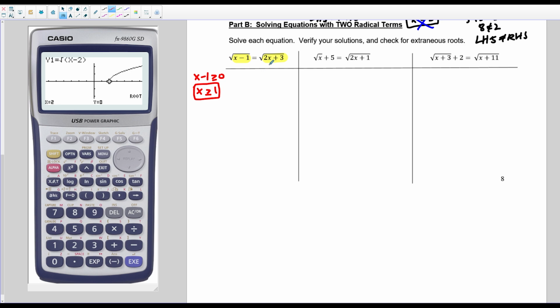And then from the second radical, we have 2x plus 3 has to be greater than or equal to 0. Let's subtract 3 from both sides. And then we're going to divide both sides by 2. So x has to be greater than or equal to negative 3 over 2. So now we have two sets of restrictions, and we want to figure out, well, what does this mean for us? How does this work out?